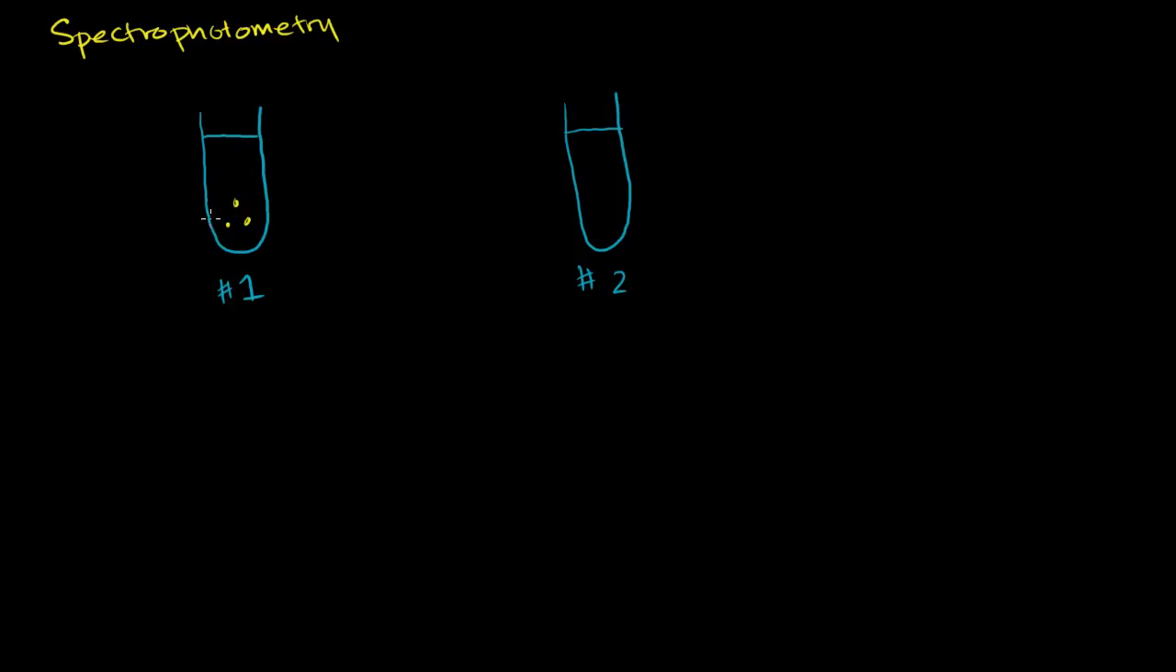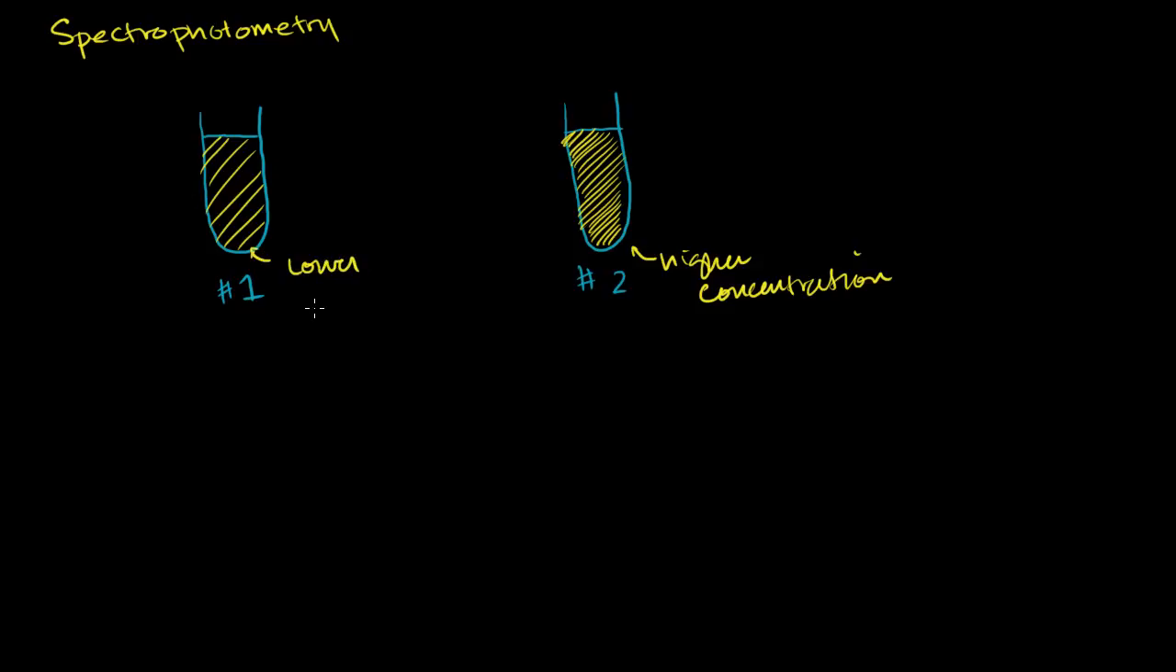Let me shade it in like this. So it has less of it. And let's say solution number 2 has more of the solute, so I'll represent that as more closely packed lines. So the concentration of the solute is higher here. Let me write higher concentration, and this is a lower concentration.